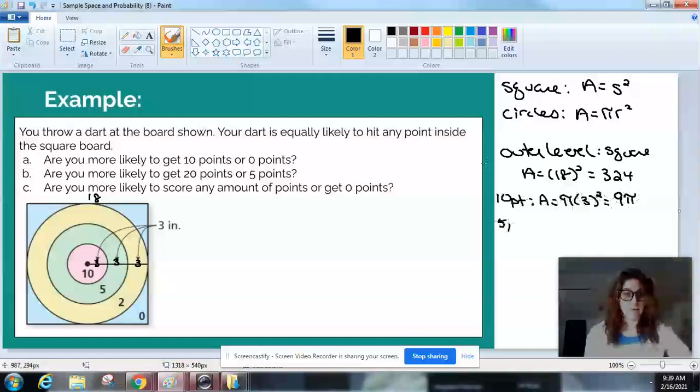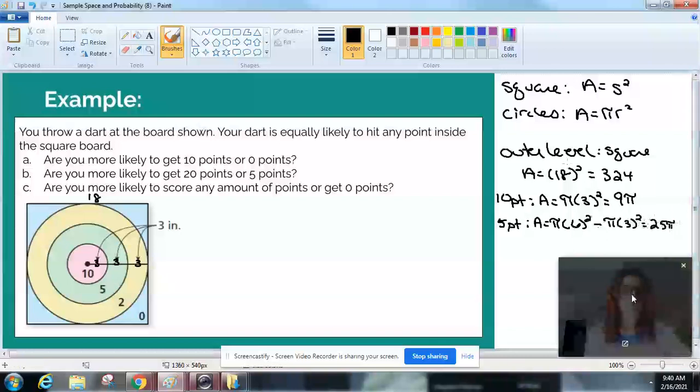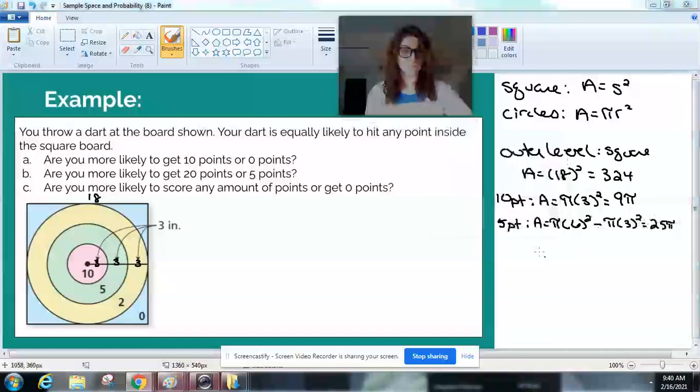Then we have the 5-point circle. So the 5-point circle, its area is going to be pi times 6 squared, because it's the second one out, but we have to subtract from that the 10-point circle. So minus pi times 3 squared. Okay, so 6 squared is 36, minus 9, so that would be 25 pi. We may need that, we may not. We'll find out. I'm going to move myself up here.